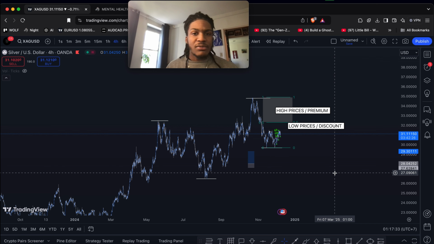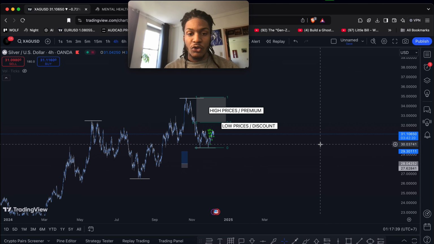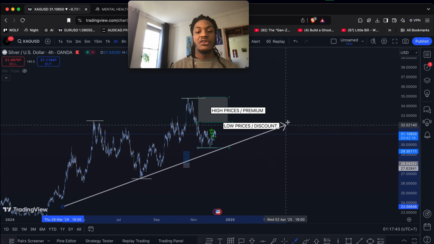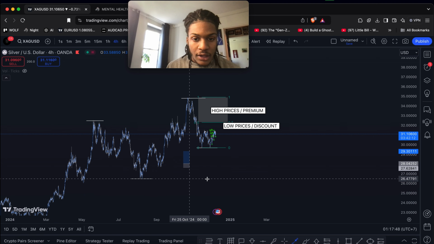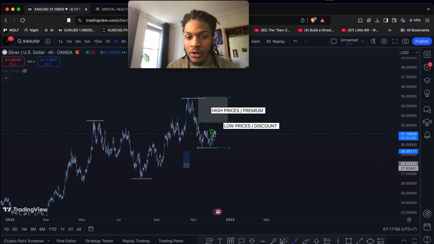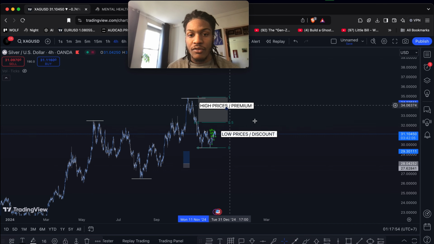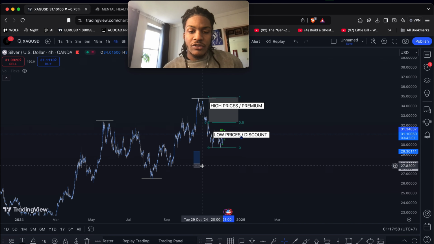If you trade smart money, supply and demand, or any other strategy related to that, you understand that. So when you zoom all the way out, if you're used to using a trend line, you can see that, okay, the trend looks like it's going up and it's bullish. For me, instead of drawing that trend line, I actually draw the low and the high. You see how there's that high prices slash premium white text, and there's that low prices slash discount text.